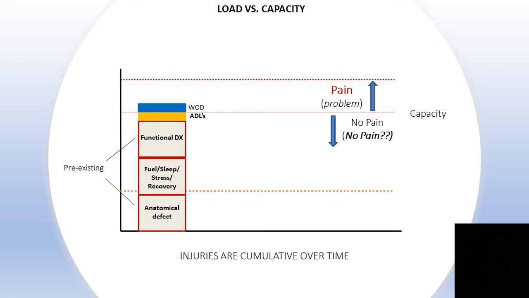So if these three blocks are managed well, i.e. I don't have an anatomic deficit and I am properly fueling and hydrating and sleeping, and I am managing stress well, and I don't have a significant functional diagnosis, well, you can see that that will actually increase some capacity to their injury threshold level.